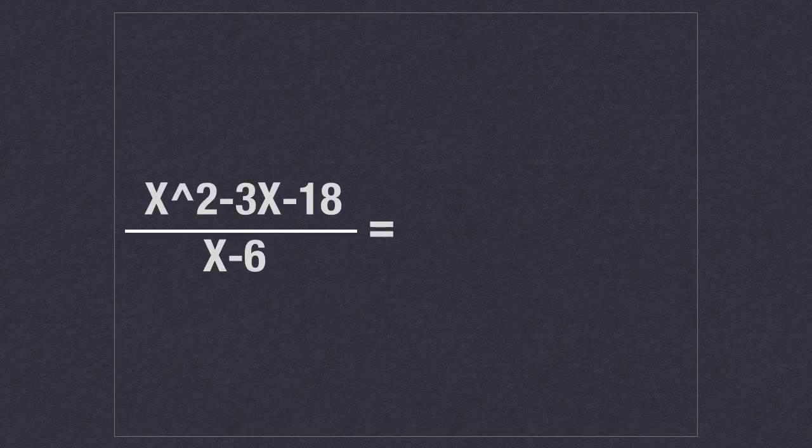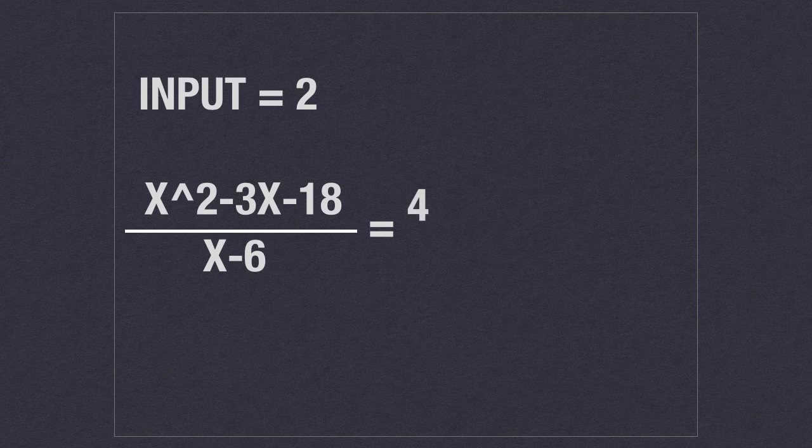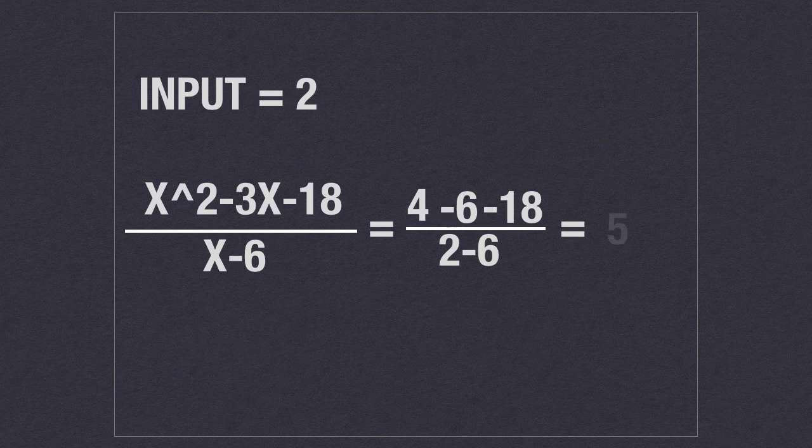Just in case you didn't understand, we will do it step by step. Okay, here we have the same division. The first thing is to use the 2 as an input. So 2 squared is 4. Minus 3 times 2 is minus 6. And then you just pass the minus 18. Now that is divided by 2 minus 6. Now 4 minus 6 is minus 2. Minus 18 is minus 20. Now it is minus 20 divided by minus 4 equals 5. So that is how I got the output.